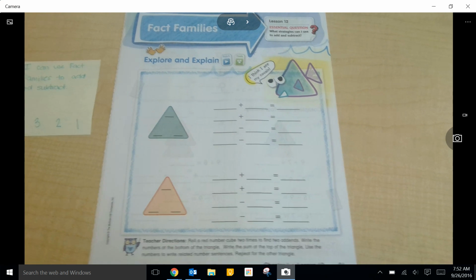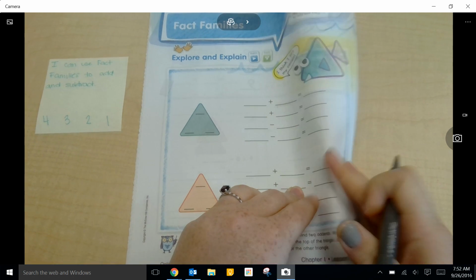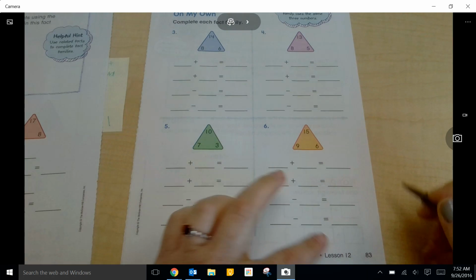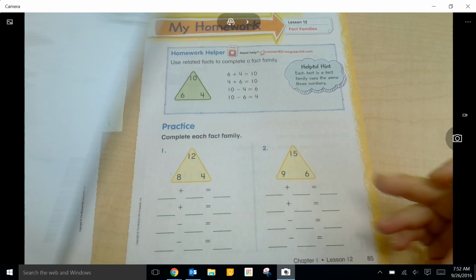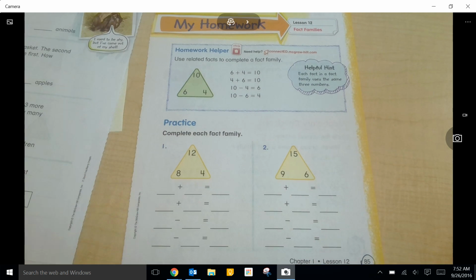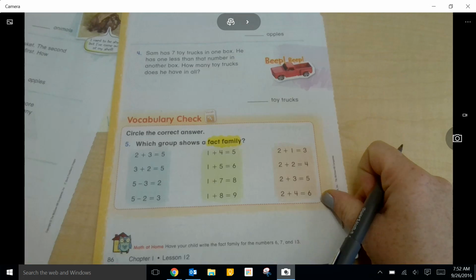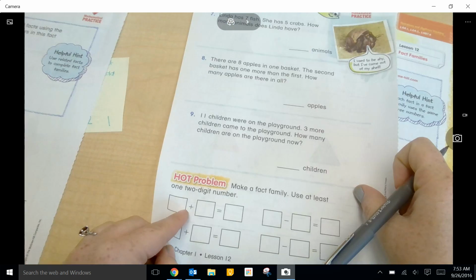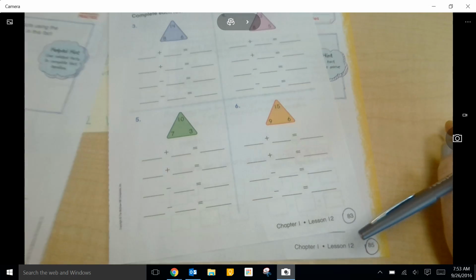Here's what your pages look like today. It's fact families, page 81. This page is page 83. It has a blue, purple, green, orange triangle. And page 85. On the back of 85, you see a red truck. On the back of 83, you see a hermit crab. And on the back of 81, you see a green and a red triangle.